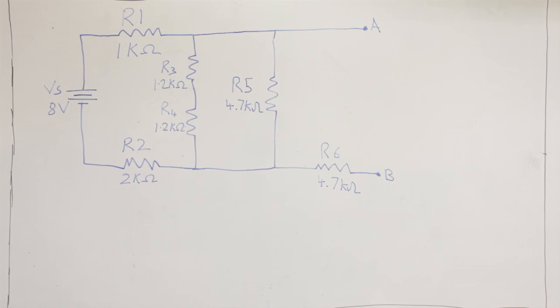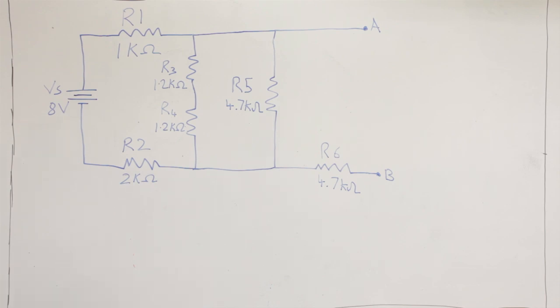Use Thevenin's theorem to calculate Thevenin's voltage and Thevenin's resistance for the circuit shown, looking in from points A and B on the right hand side. The circuit has a power supply of 8 volts. R1 is 1 kilo ohm, R2 is 2 kilo ohms, R3 and R4 are 1.2 kilo ohms, R5 is 4.7 kilo ohms, and R6 is 4.7 kilo ohms.